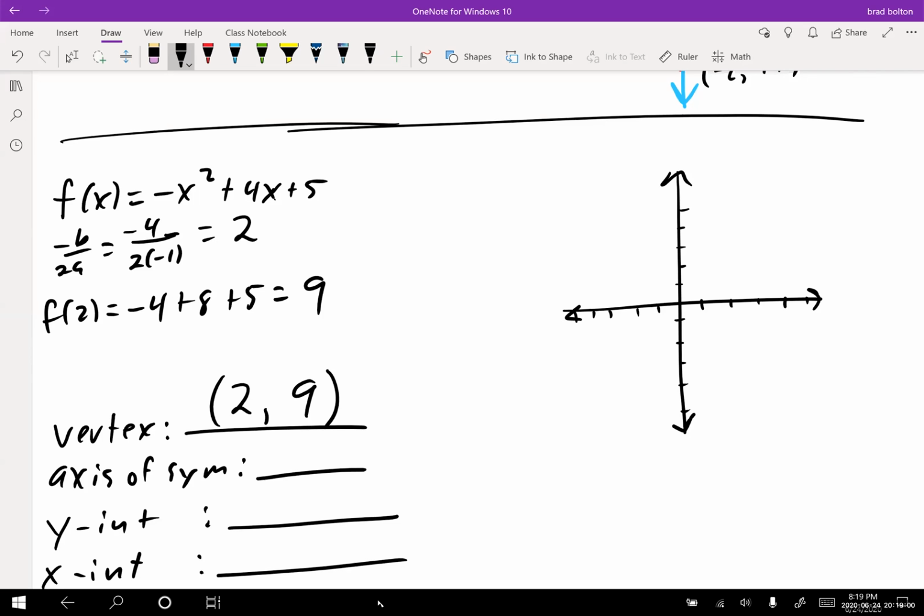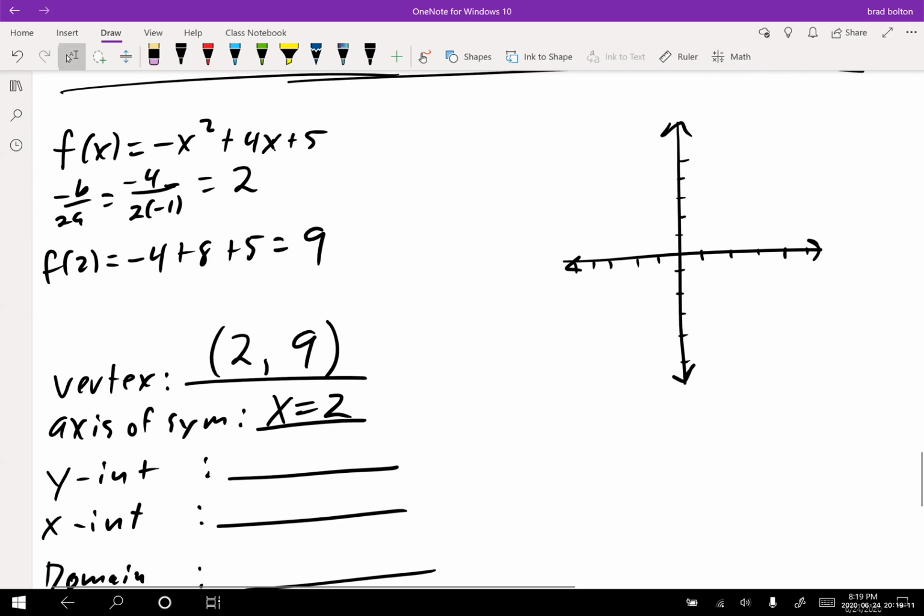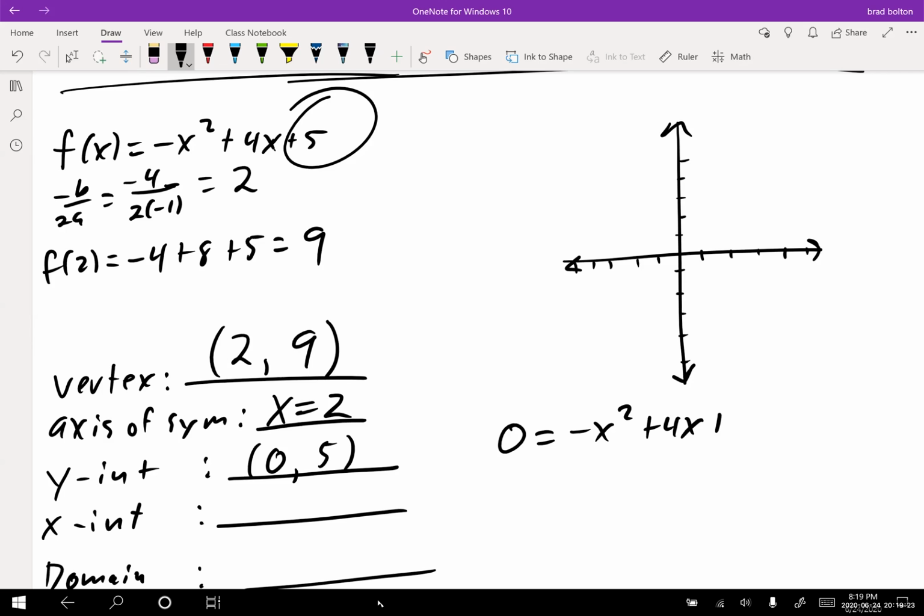Okay, so we have a vertex of (2, 9). That means our axis of symmetry is x equals 2, -b over 2a. Yep, that's good. Okay, now we want to find our y-intercept. We know the y-intercept is just that, so it's going to be (0, 5). But the x-intercepts require a little bit of work. So we're going to do 0 equals -x² plus 4x plus 5.